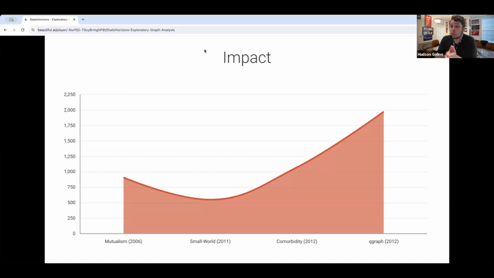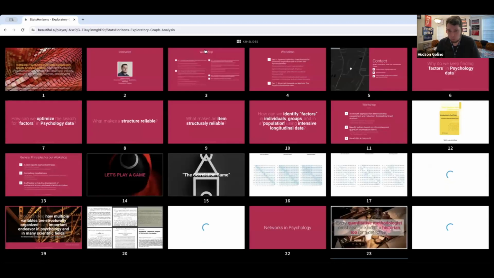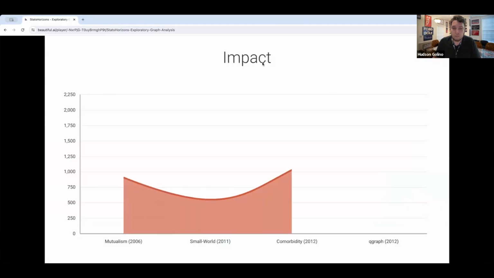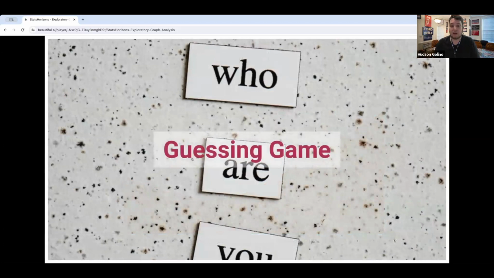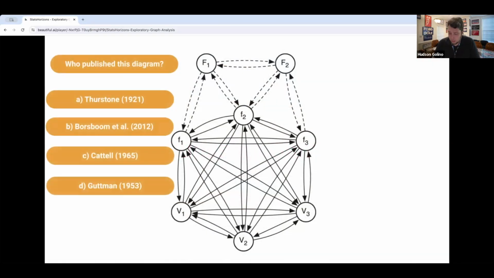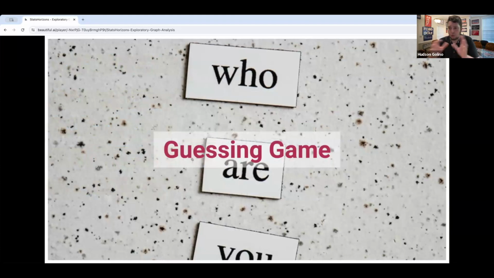And eventually in 2012, we discovered that we had a new field of psychometrics. Using network science methods and psychology data gave rise to new techniques that were very interesting and that could provide lots of interesting information. So let's stop this historical overview here for a minute and let's do a second guessing game.